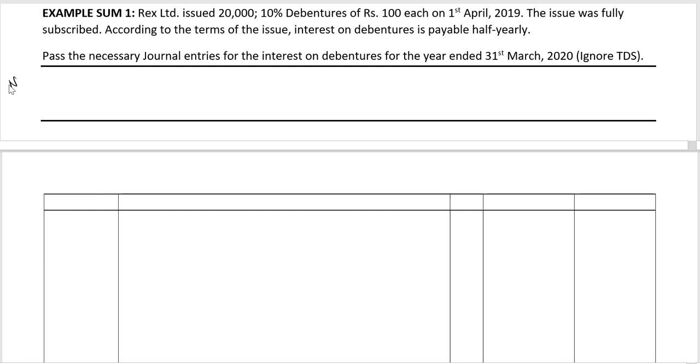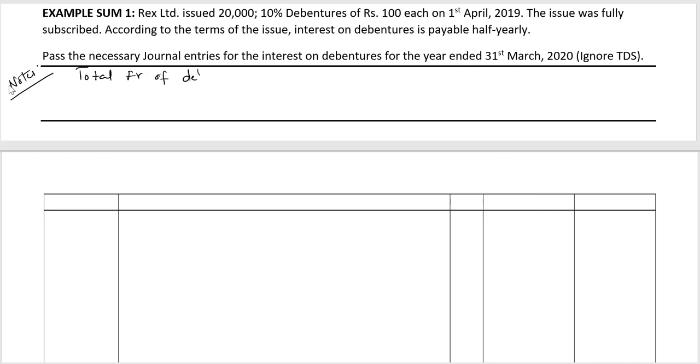Before we begin, we'll make a few notes. The total face value of the debentures is equal to 20,000 debentures multiplied by rupees 100, which is the face value of one debenture, comes up to 20 lakh rupees.